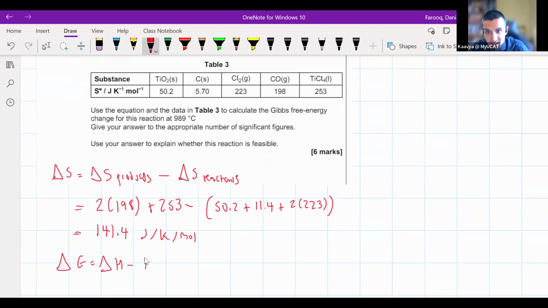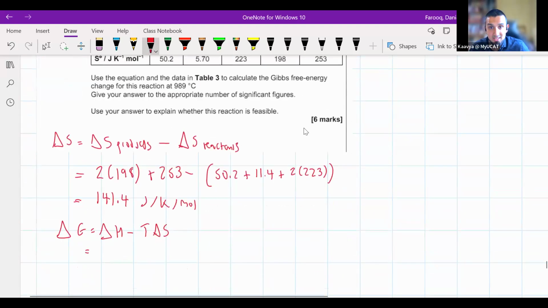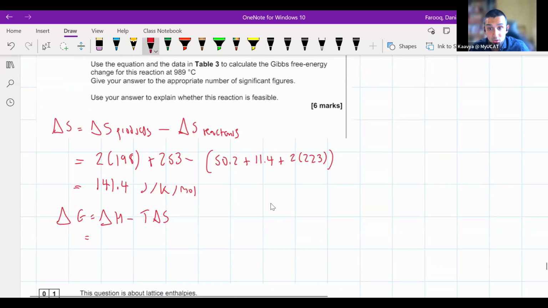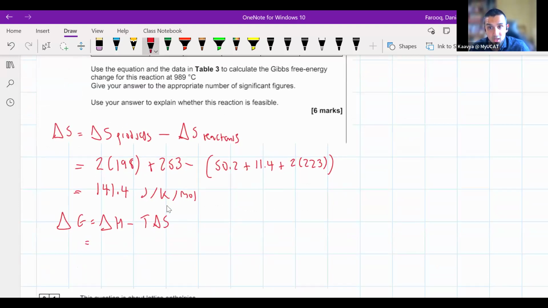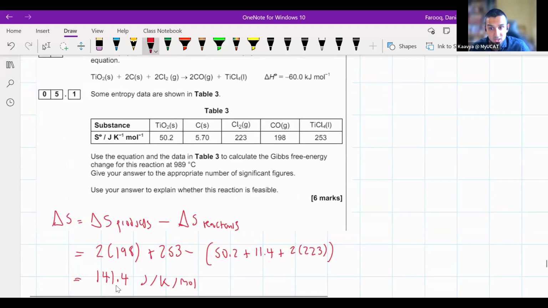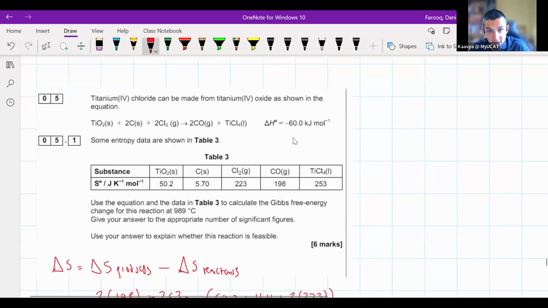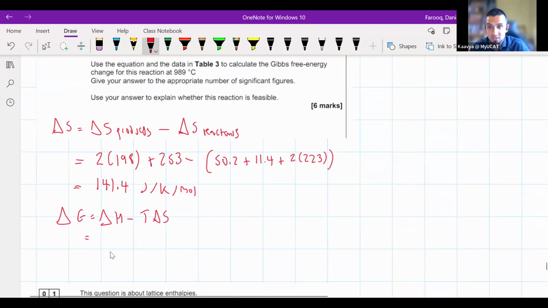So delta G equals delta H minus T delta S. Now the delta H was minus 60, but we should times it by 1000 because over here we just have joules. It's not fair just to use kilojoules here and then use joules there. So let's make things fair and make this minus 60,000, because kilo means 1,000.